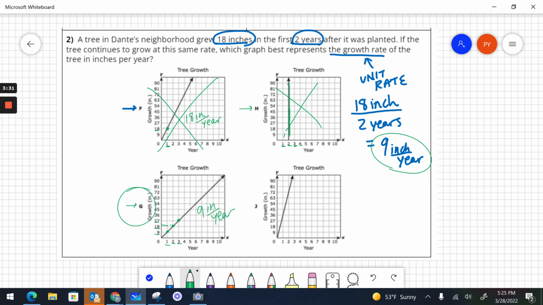So it's G, but let's just double check. Let's make sure J doesn't work. After 1 year, the tree is 36 inches. No, this would be 36 inches per year. That's not what we want. We want 9 inches per year. So J doesn't work.